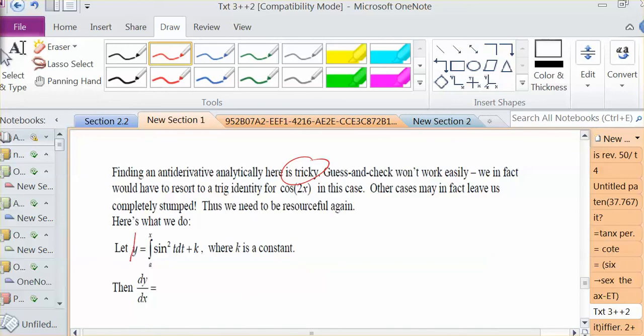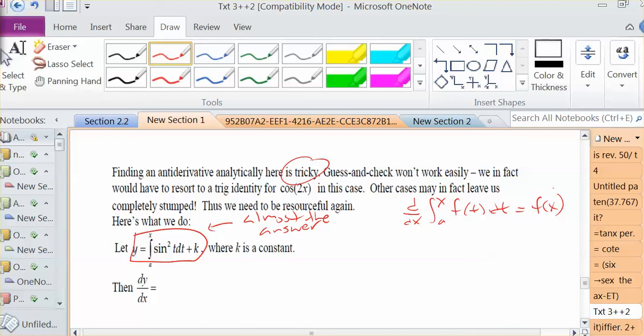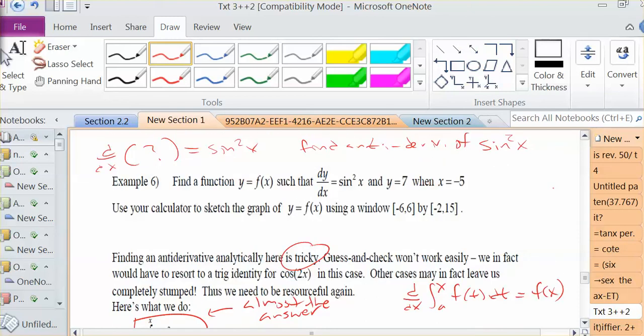Really, your answer is that. I'll say it's almost the answer. But if you think about it, it's using FTC, right? d dx of your integral from a to x of f of t times dt equals f of x. Where y is f of x, right? And we want to know what f of x is.